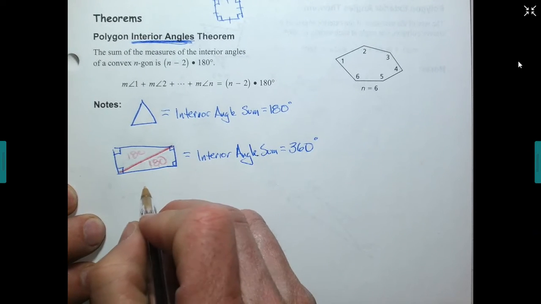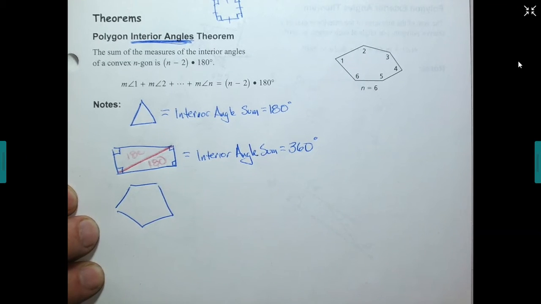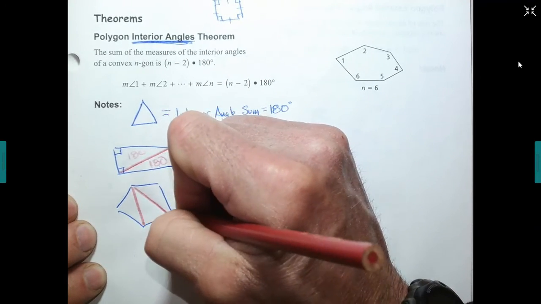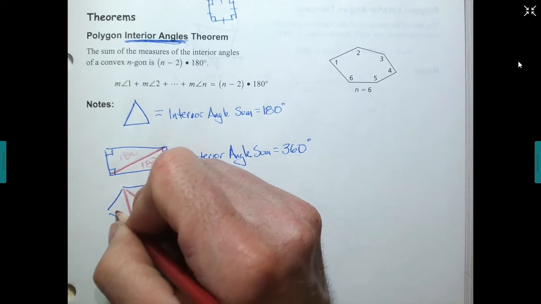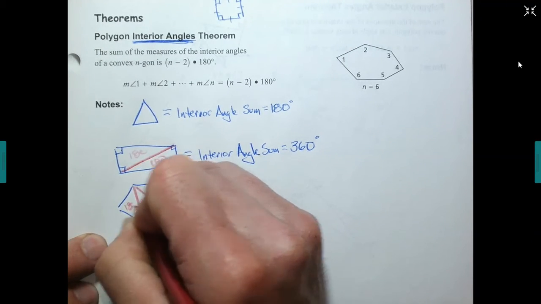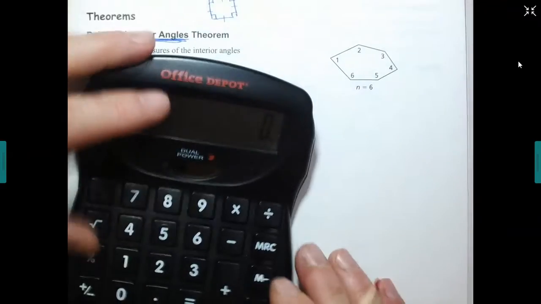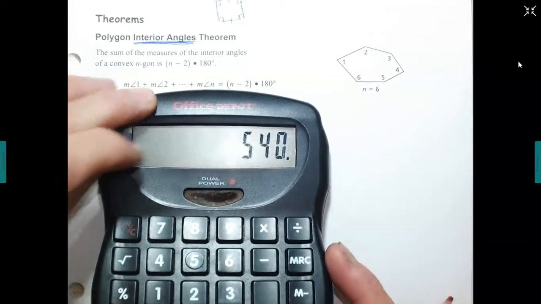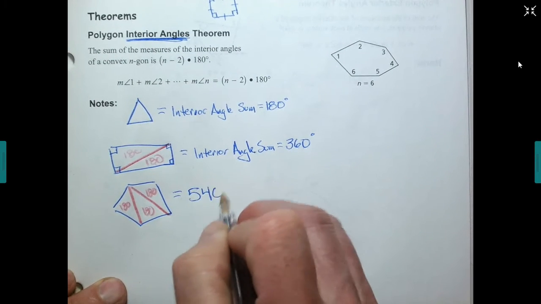Now, we've got a five-sided shape. 1, 2, 3, 4, 5. A five-sided shape. It does not have to be a regular polygon. If I have a five-sided shape, I can divide this up into three triangles. Three triangles. And so I have 180, 180, and 180. 180 times 3 is 540. So the angle sum of this is 540 degrees.